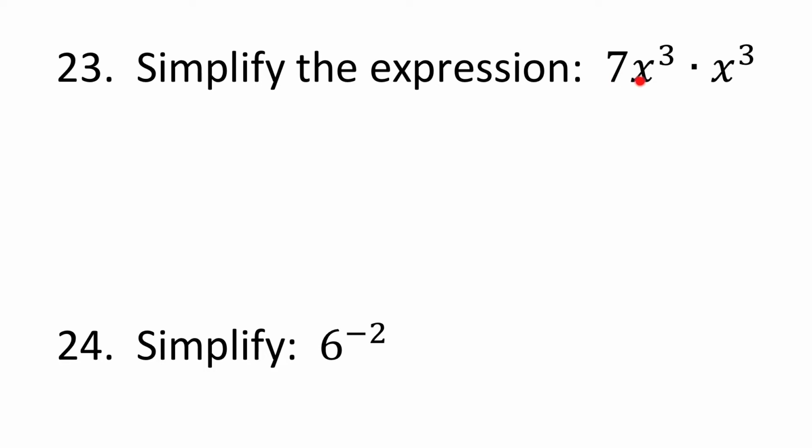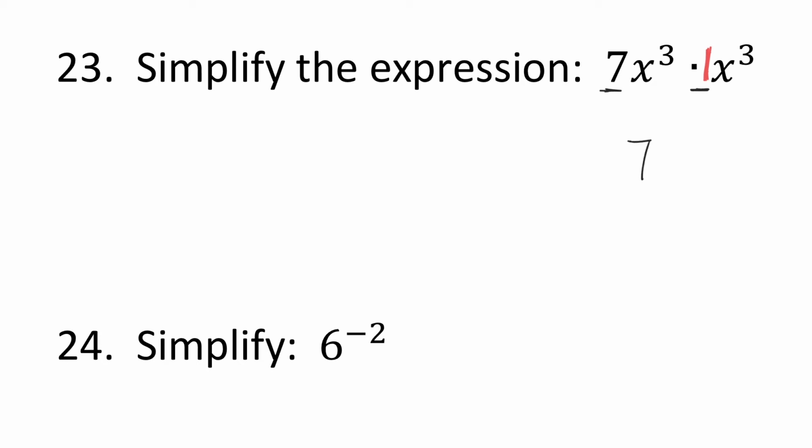So we have 7x cubed, that's an exponent of 3, times x cubed. And you can say we have an invisible 1 next to the x right here. But you are multiplying. So the first thing is you will multiply the coefficients, the numbers in front of the variable. 7 times 1, and that's going to be 7.